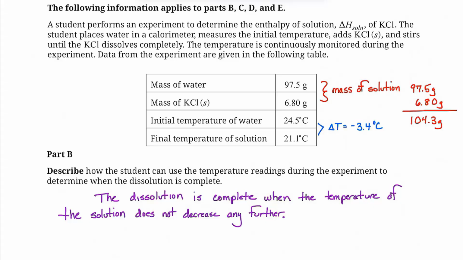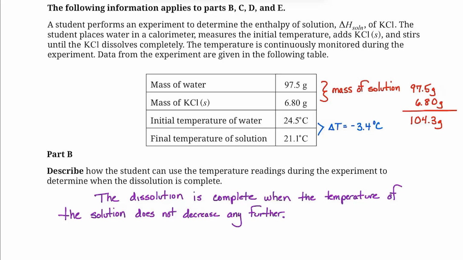But part B says describe how the student can use the temperature readings during the experiment to determine when the dissolution is complete. So don't get confused about dissolution. Dissolution is a word that describes the reaction or the process of dissolving KCl into its ions. In this case, we're measuring the energy change when that occurs. We call that dissolution, or delta H of the solution. In any case, so how do we know that the reaction is complete?